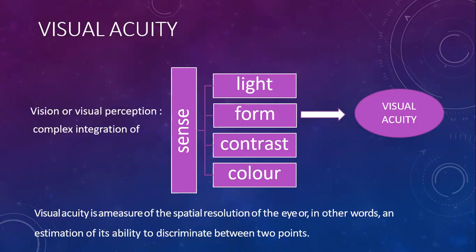Visual acuity is a measurement of the spatial resolution of the eye, or in other words, an estimation of its ability to discriminate two points. So basically, it's the capacity of the eye to discriminate between two points. That's basically called visual acuity.